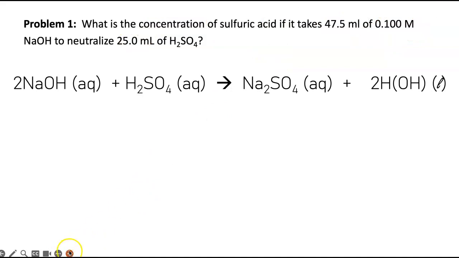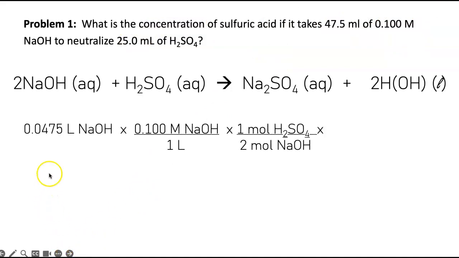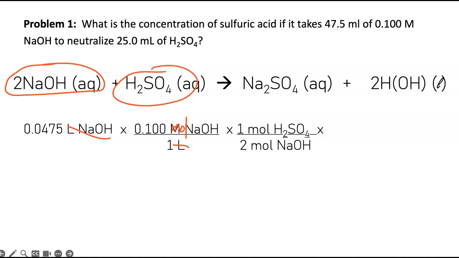All right. And so I'm going to take my liters of NaOH and my concentration of NaOH, which remember is moles, big M is equal to moles per liters. Notice that here my liters of NaOH are going to cancel out. And now I'm going to look at my balanced equation. I'm going to see that 2 moles of NaOH equals 1 mole of H2SO4. And so now I've got my moles of NaOH. They're going to cancel out. And now I have moles of H2SO4.